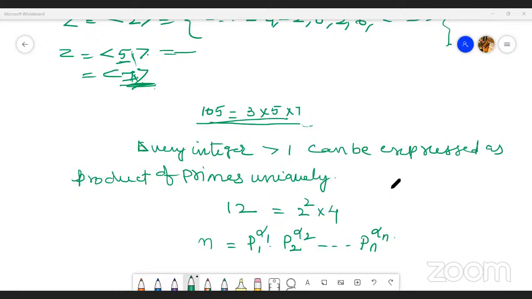What do you mean by P1 divides A? There exists some A1 such that A is equal to P1 A1. Am I right? Yes, ma'am. So A is P1 A1.